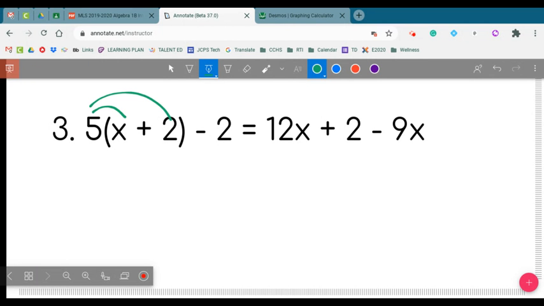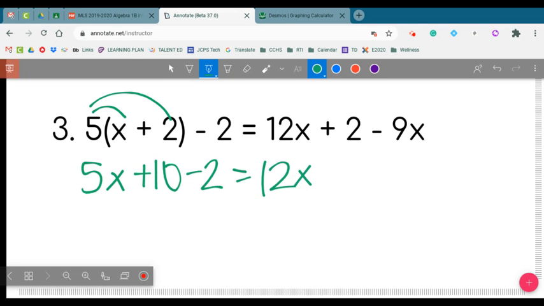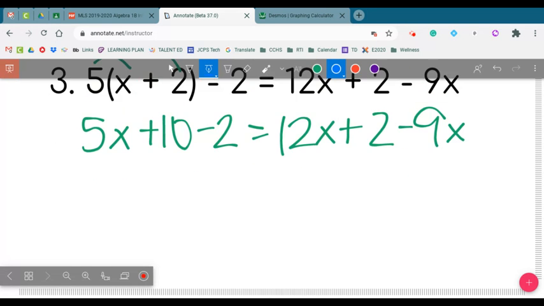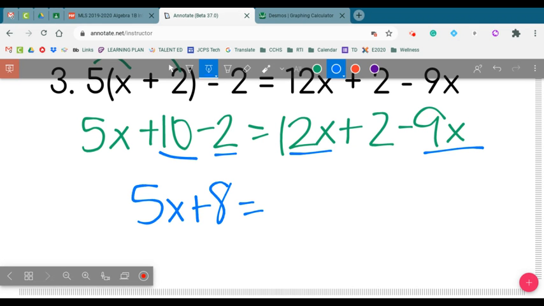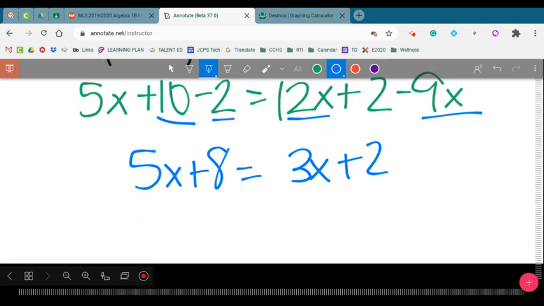First step is to distribute. 5 times x is 5x. 5 times 2 is 10. Minus 2 equals, other side is going to stay the same. Next step is to combine like terms. I can do 10 minus 2, which is going to give me 8. And on this side, I can do 12x minus 9x, which is going to give me 3x plus 2.